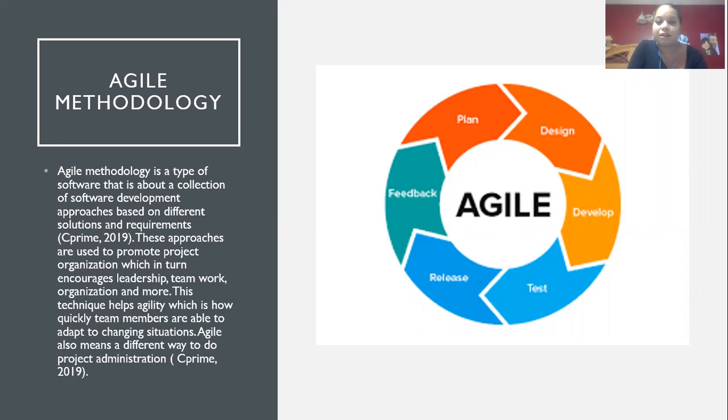So here's just a little diagram of what Agile methodology is about. It's about design, development, testing, releasing the solutions, feedback, and well, planning should be the first one: plan, design, and so on and so forth.